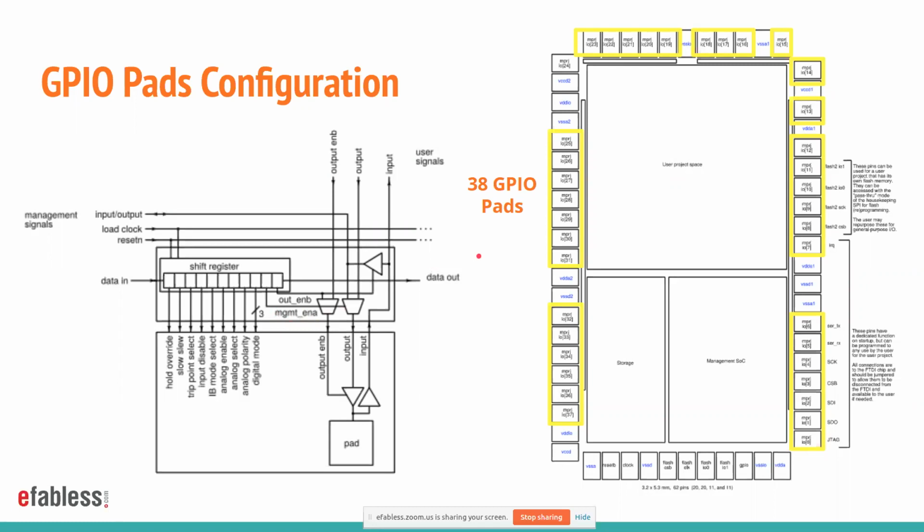Because we have a large number of pads, 38 GPIO pads, and because each pad contains a large number of control signals, you will find that each GPIO control block contains a shift register. This is to load the configuration for the pad serially and to reduce the chip routing resources between the management area and the pad frame. So if we place all the GPIO control blocks next to each other, they will form one large serial shift register.